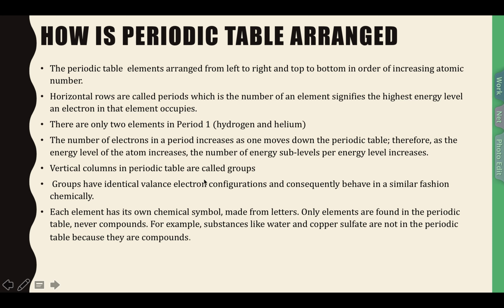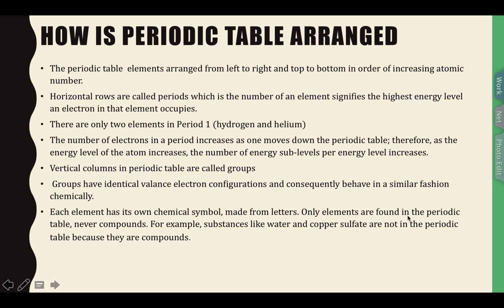So, as we said, the vertical columns are called groups. Groups have identical valence electron configuration and consequently behave in a similar fashion chemically. So they are organized in patterns. Each element has its own chemical symbol made from letters. As we said, oxygen has the symbol O.